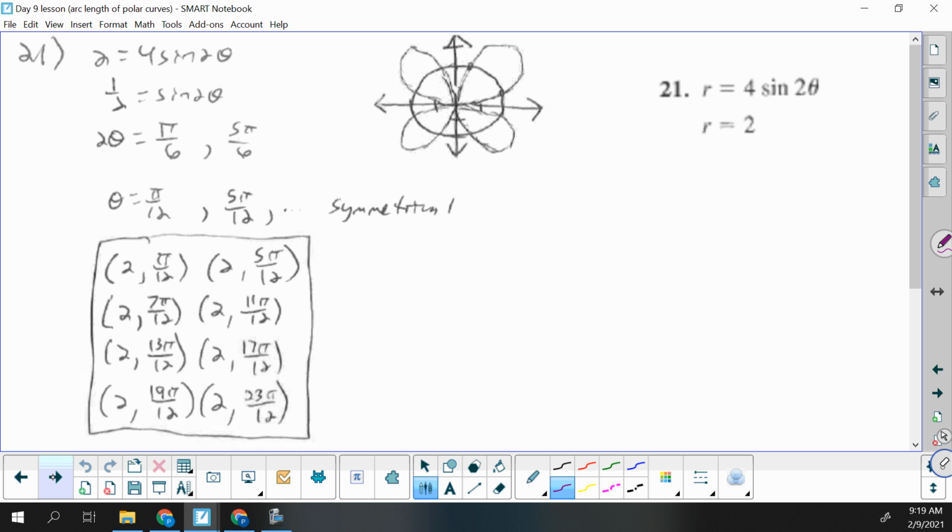So for this one, we get pi over 12 and 5 pi over 12. And then it's symmetrical for each of the others. So imagine you had a pi over 12 and a 5 pi over 12 reference angle in each of the other quadrants. So that's where you get the 7 pi over 12, 11 pi over 12, and so on. The radius was just 2 for all of them, and they were not intersecting at the pole.